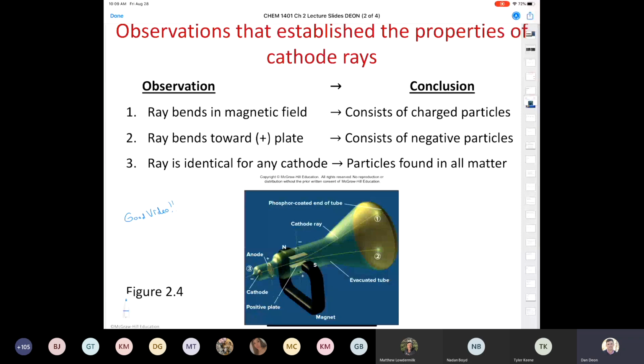Anyhow, scientists knew that matter and charge were related because of things like static electricity. They also knew that electric charge, like from lightning, could decompose some compounds into elements, but they had no idea what the current was made of. So a scientist named J.J. Thomson did an experiment with something called a cathode ray tube.